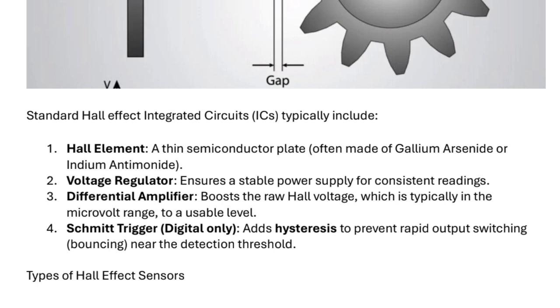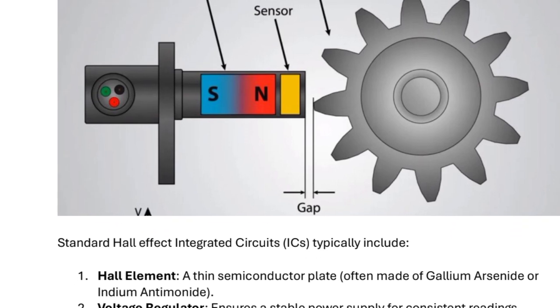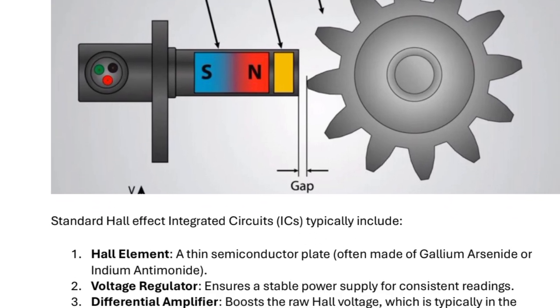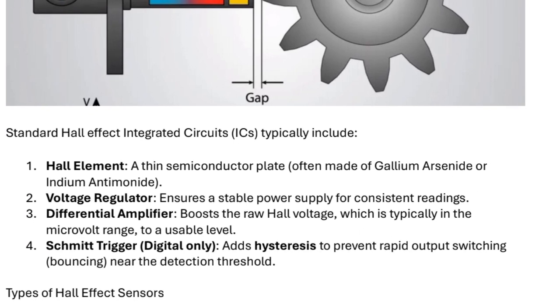Here there are four elements. The first element is the Hall element, the second is the voltage regulator, the third is the differential amplifier, and the fourth is the Schmitt trigger. The Hall element is a thin semiconductor plate placed in the nearby gap, made of gallium arsenide or indium antimonide. The voltage regulator is used to ensure a stable power supply for consistent reading.